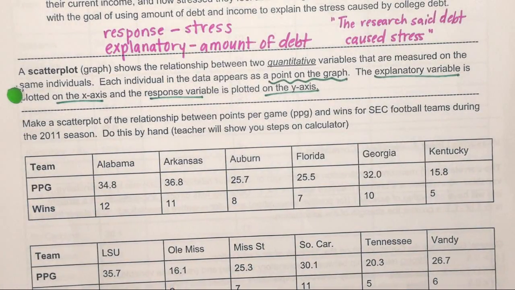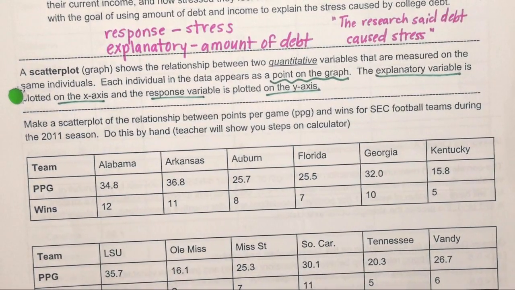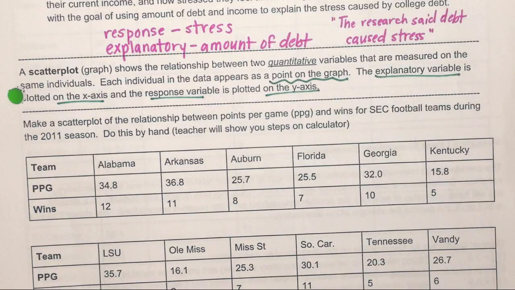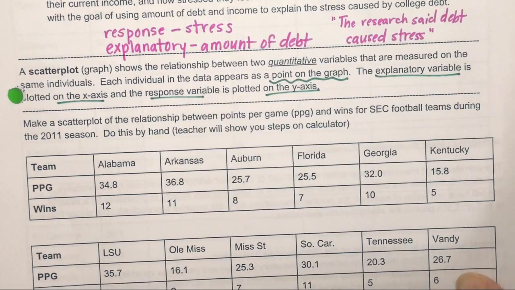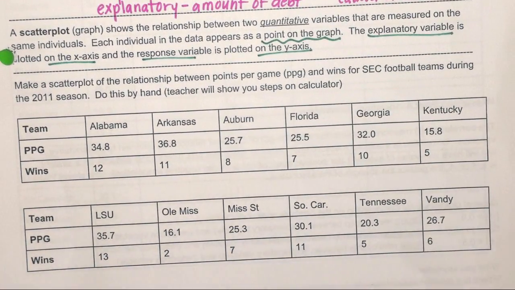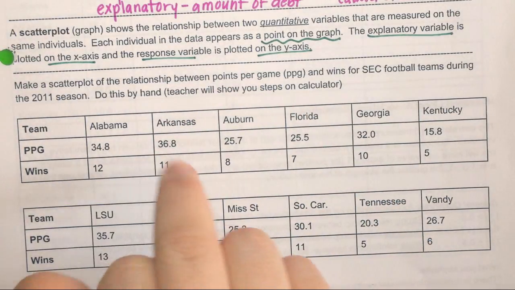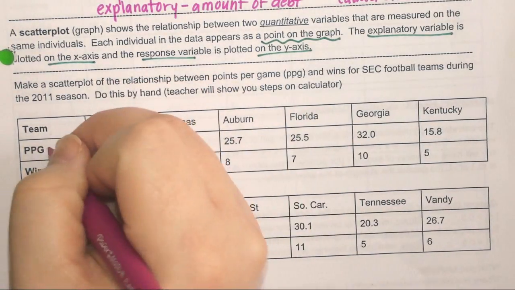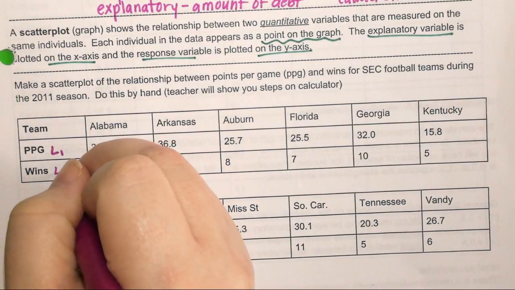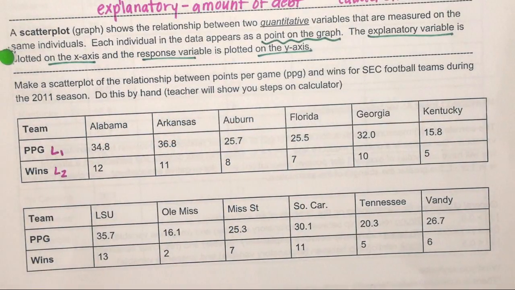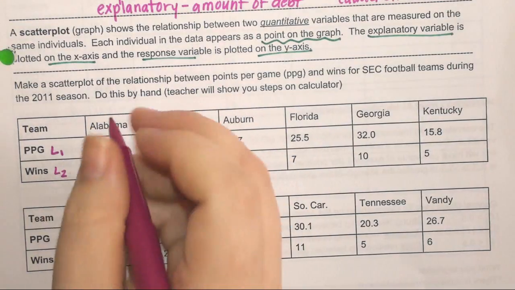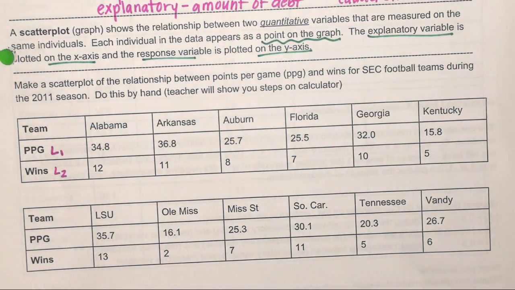So in your calculator, we need to type these numbers into our list. I'm going to type the points per game in L1. I'm going to type the wins into L2. Does it matter if you type them in different lists? No, but again, I'm going to make sure my explanatory is on the X and my response is on the Y. So you've got to pay attention to that.